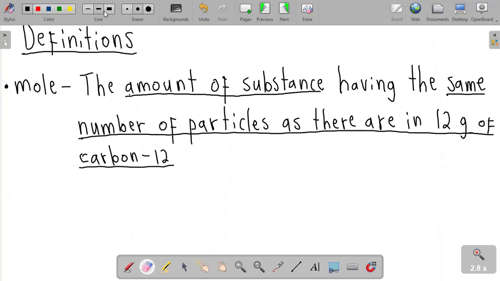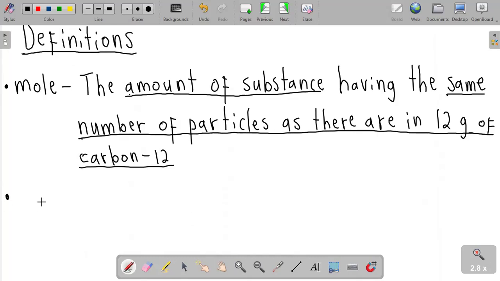So always remember that when we're defining a mole, we make reference to carbon 12. It will make things easier. So we make comparison to carbon 12 here. It is the amount of substance having the same number of particles as there are in 12 grams of carbon 12. It makes things easier if you just remember that we use carbon to define what a mole is.